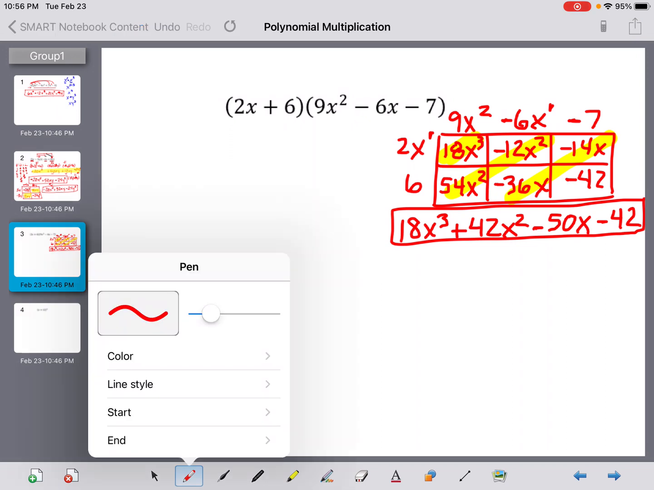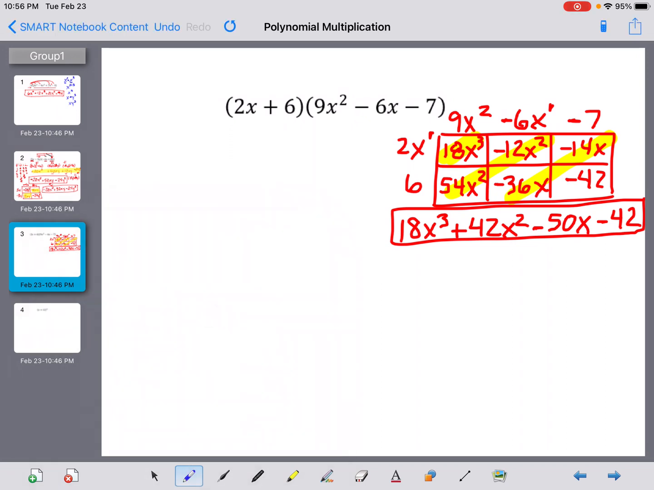The other option is, because I can't FOIL since I don't have 2 terms times 2 terms, I just want to take this 2x times everything over here. So I'm going to start off at 2x times 9x squared is 18x cubed. 2x times negative 6x is negative 12x squared.